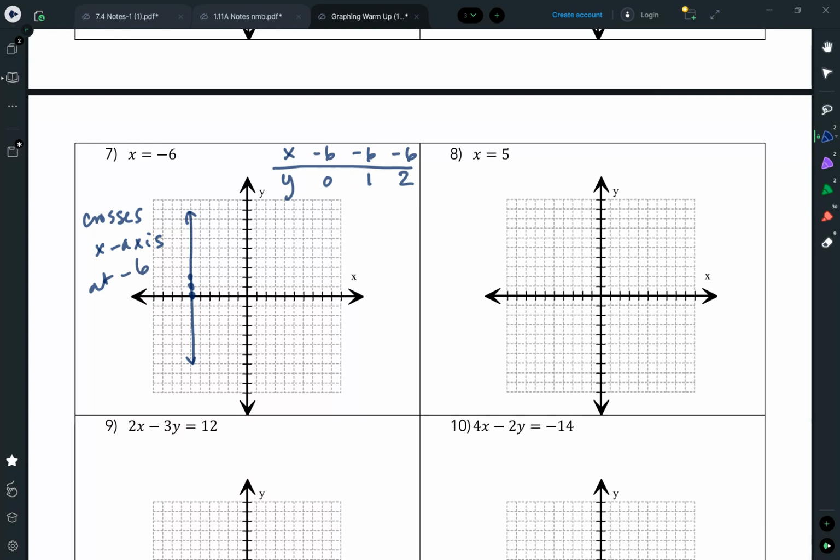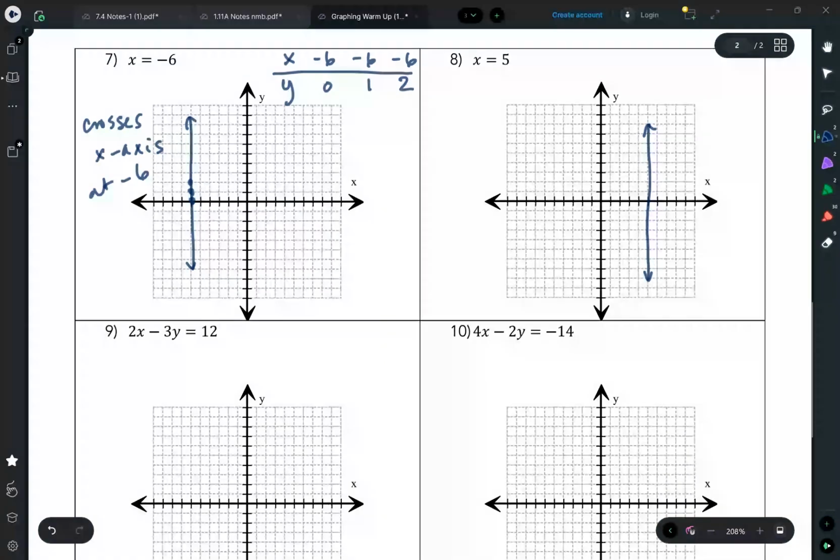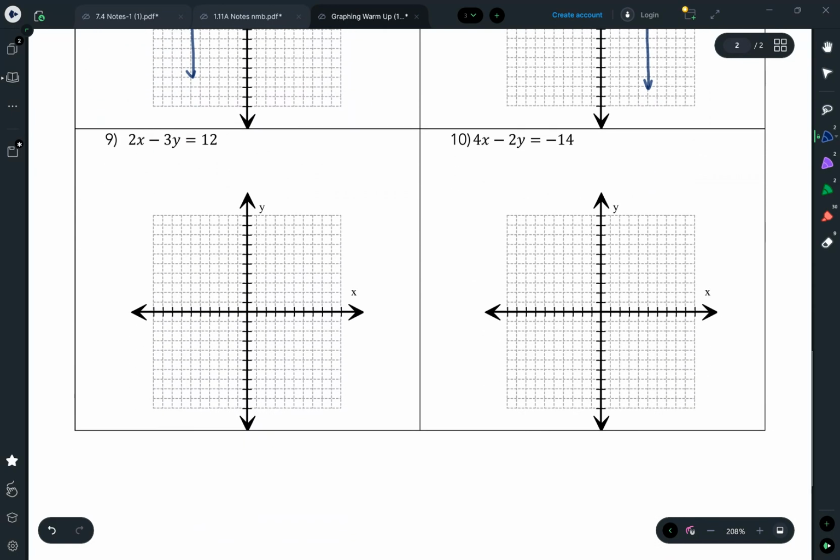So go ahead and try the next one. So 8 is already done. Go ahead and check that. Another vertical line. You can make a table. You don't have to make a table, but you can. There's different ways of solving 9 and 10.